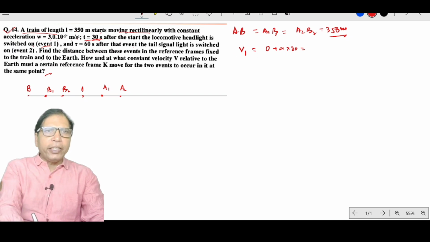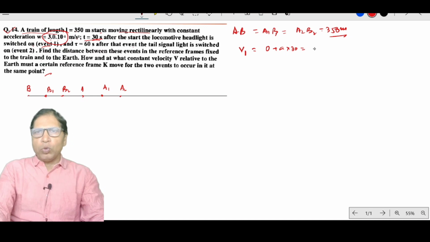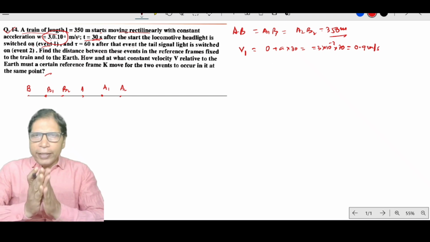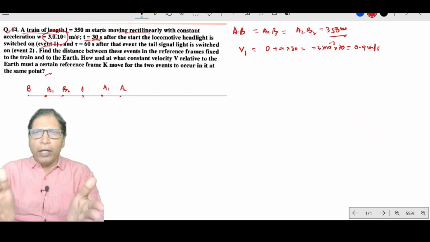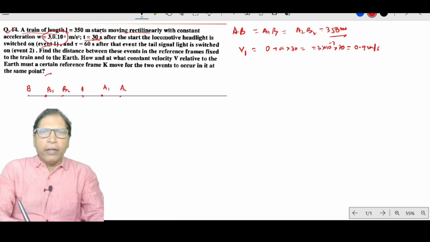Now acceleration is equal to 3 into 10 to the power minus 2. So this is 3 into 10 to the power minus 2 into 30. So this is 0.9 meter per second, the velocity. At this instant event 1 occurs. Okay, so after 30 seconds, A1 moves to A2. Now we have to calculate A1A2.